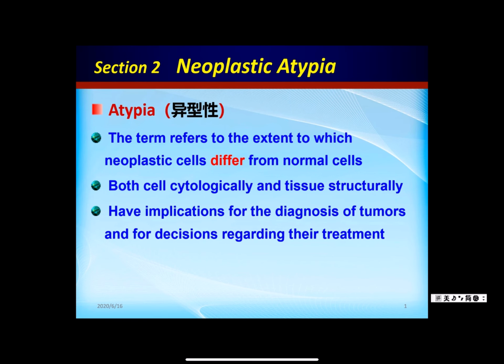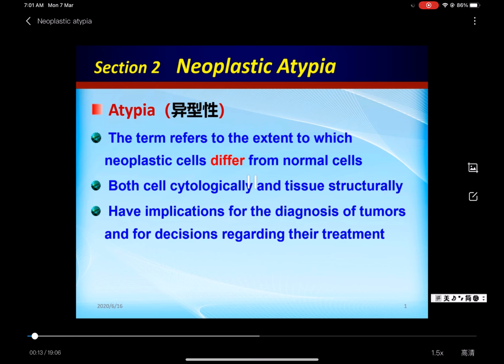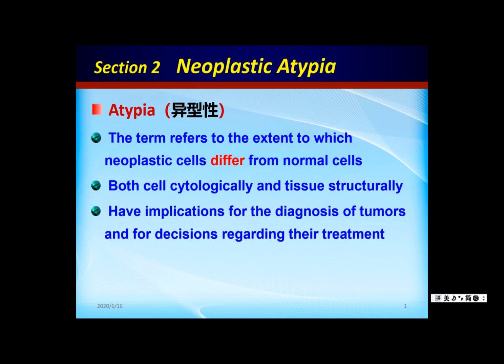In this section, we will learn neoplastic atypia. First, we learn the definition of atypia. The term refers to the extent to which neoplastic cells differ from normal cells, both cytologically and structurally in tissue. Atypia has implications for the diagnosis of tumors and for decisions regarding their treatment.